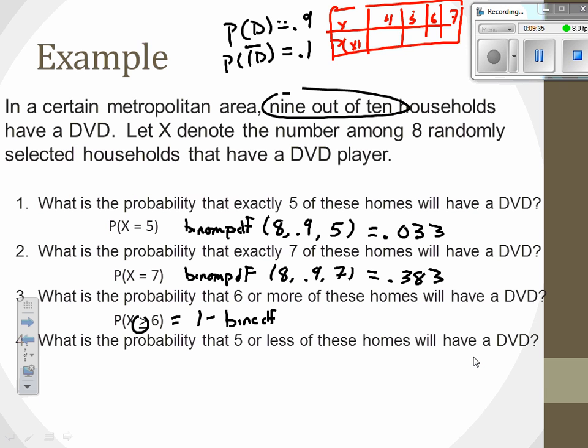But we need the opposite of greater than or equal to 6. Greater than or equal to 6 would be everything from 6 up. So the opposite of that for us will be 1 minus the probability that x is less than or equal to 5. So 1 minus, and then you can type it just like this in the calculator. Binomial CDF, we've got 8 trials, the probability of success of 0.9, and then we want 5. So 1 minus that is 0.967.